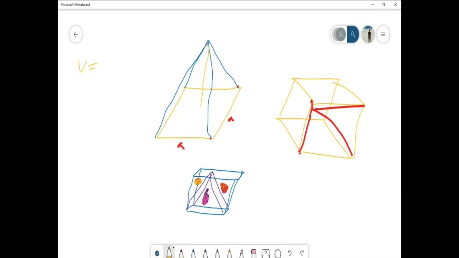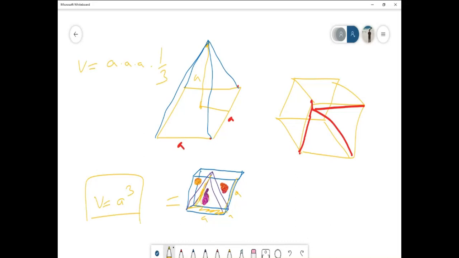A times, if this is a cube, for example, if the height is A as well, from here to here it is A, from here to here is A, this is A, this is A. So volume will be equal to A times 1/3. But the volume for a cube is A cubed. You just multiply base with height.